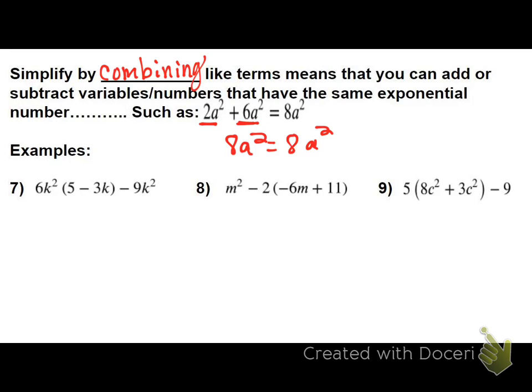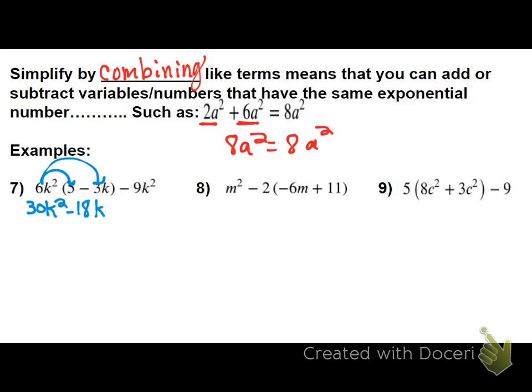Okay, example number 7 here. First question I ask myself, are there any numbers here that I can distribute? Yeah, what is it? 6k squared. Okay, so I'm going to distribute right here. So 6k squared times 5 equals what? 30. Okay, then I distribute the 6k squared times what? Negative 3k. So what's 6 times negative 3? Negative 18. Okay, so negative 18.